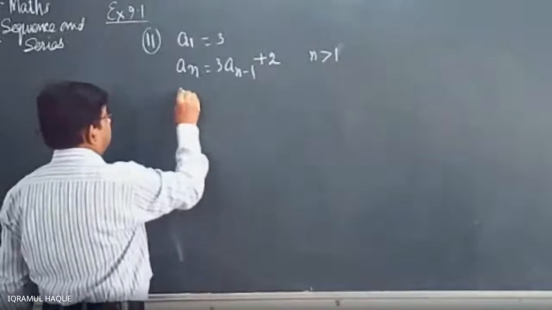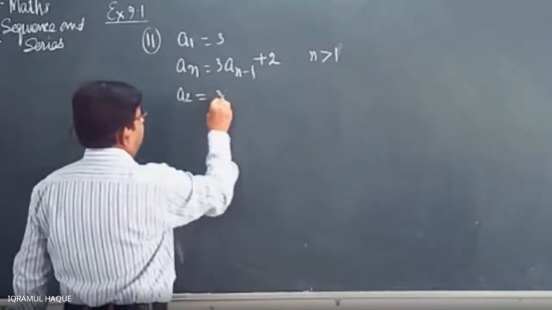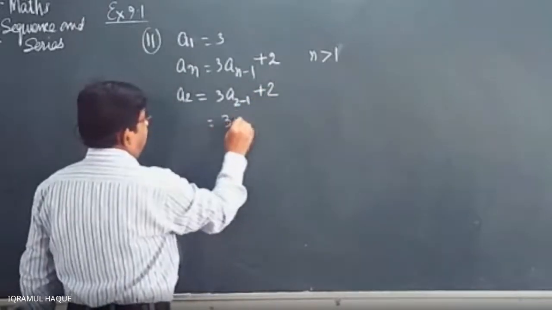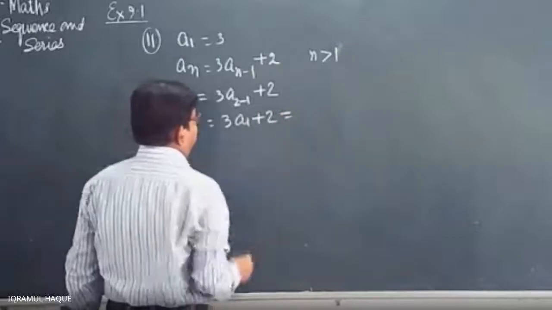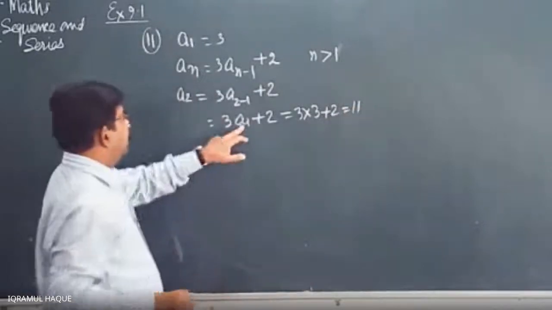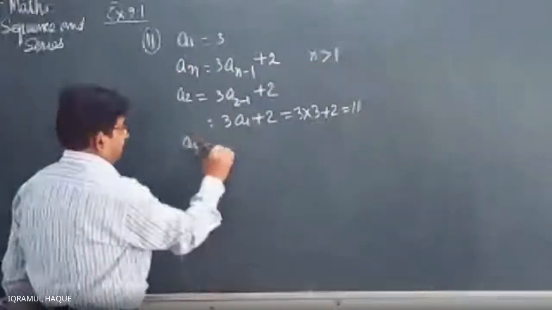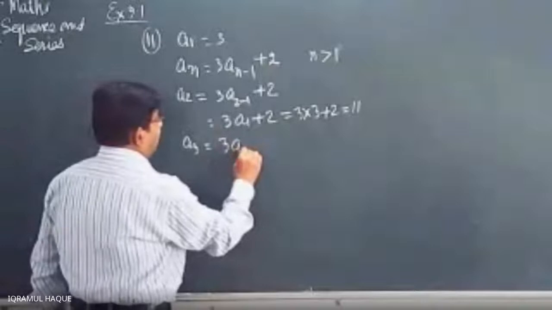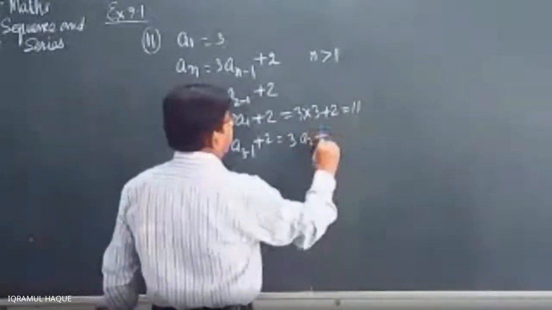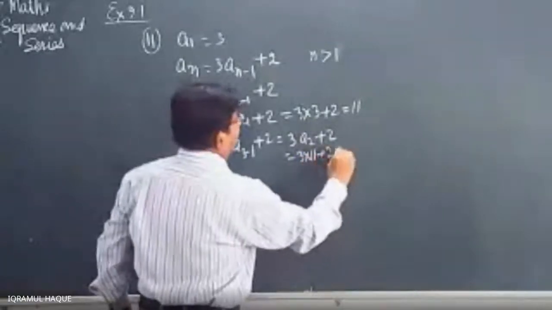So see, a2 means in place of n we write 2. So 3a(2-1) plus 2, which is 3a1 plus 2. 3a1 means 3 into 3 plus 2 is equal to 11. A1 is already 3, so I have put the value. A3 is 3a(3-1) plus 2, so we have 3a2 plus 2. A2 we have got 11. So 3 into 11 plus 2. This is 35.